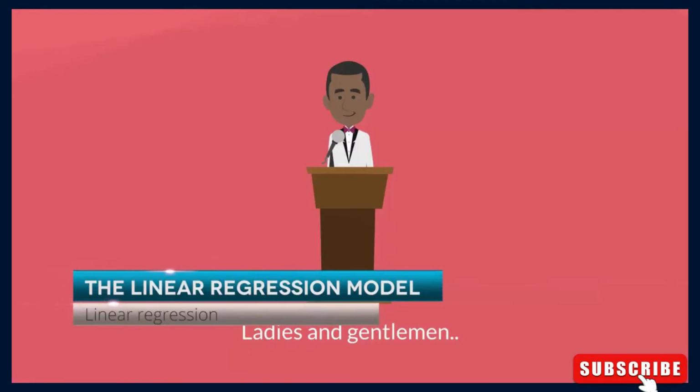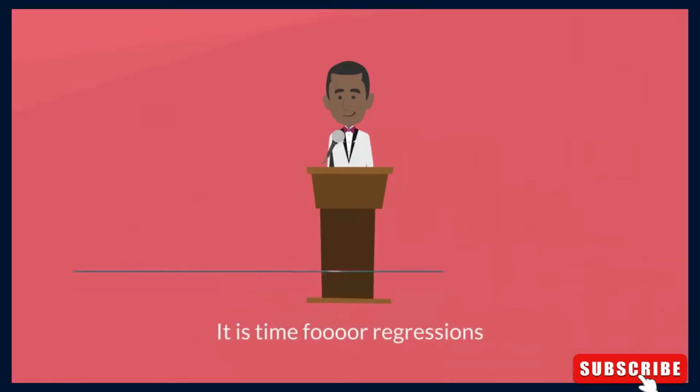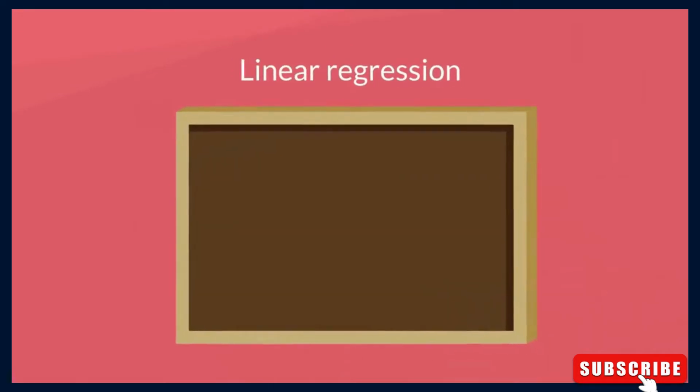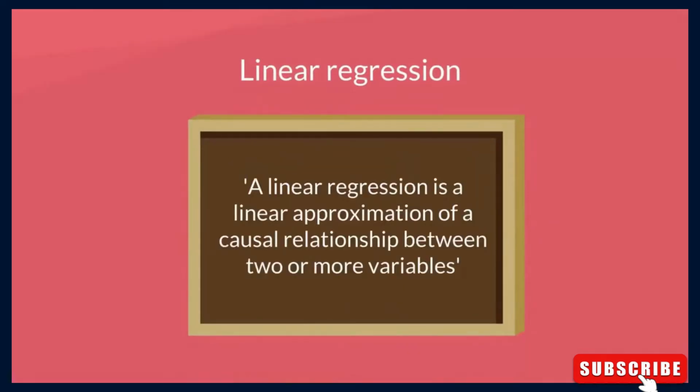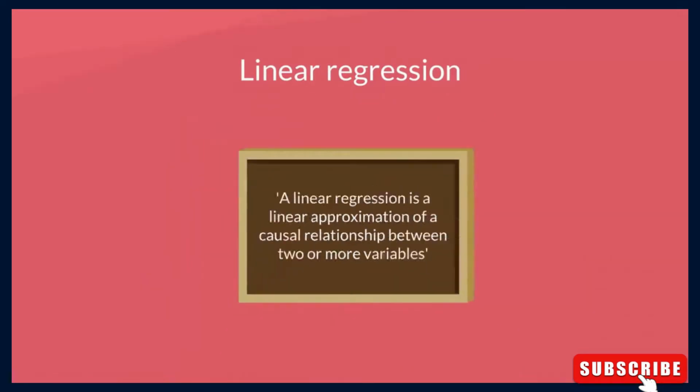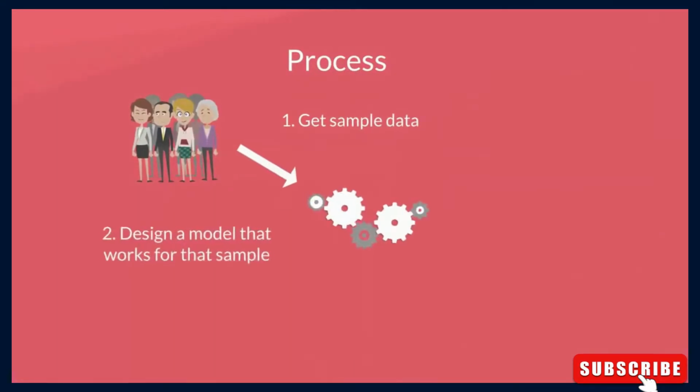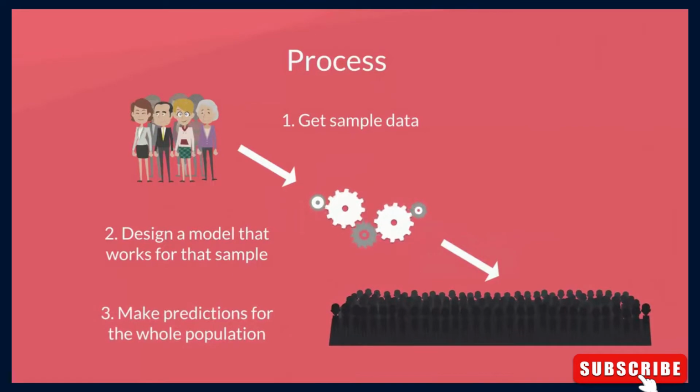Hi, it is time for the actual introduction of regressions. Let's start with some dry theory. A linear regression is a linear approximation of a causal relationship between two or more variables. Regression models are highly valuable as they are one of the most common ways to make inferences and predictions. The process goes like this. You get sample data, come up with a model that explains the data, and then make predictions for the whole population based on the model you have developed.